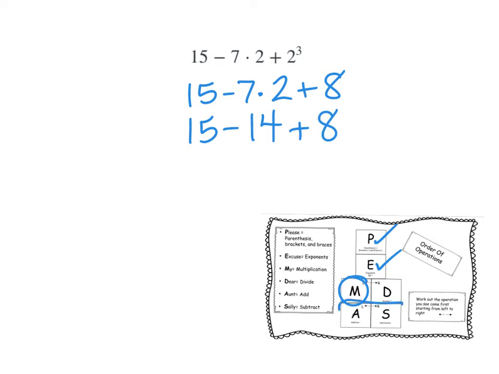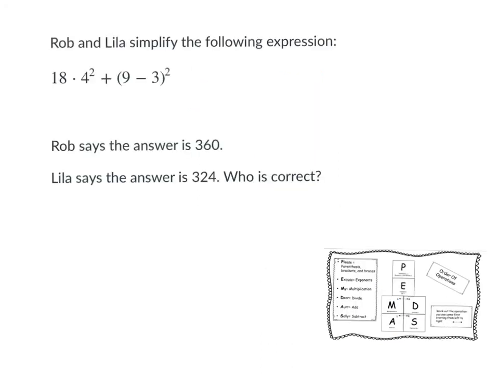And now I'm left with addition and subtraction, which I'm going to solve going left to right. So my subtraction will be first, 15 minus 14 is 1. And then finally my addition, 1 plus 8 is 9.